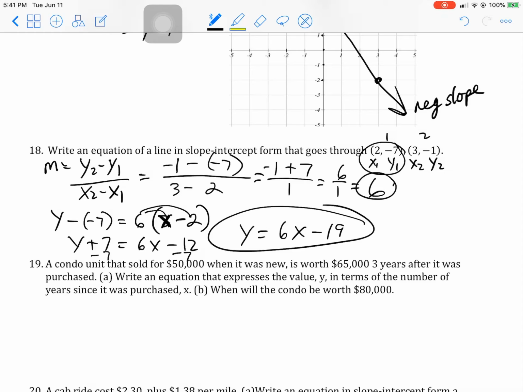You can always check by putting this point in that. -1 better equal 6 times 3 minus 19. -1 equals 18 minus 19. -1 equals -1.